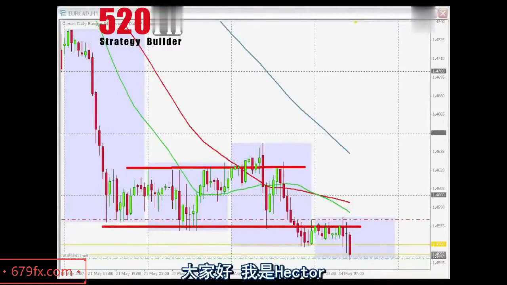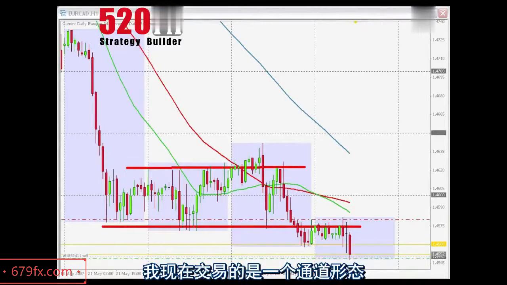Hi guys, this is Hector. Today is the 24th of May 2007. It's 9:15 London time in the morning. I've just taken a trade. It's a range breakout trade.